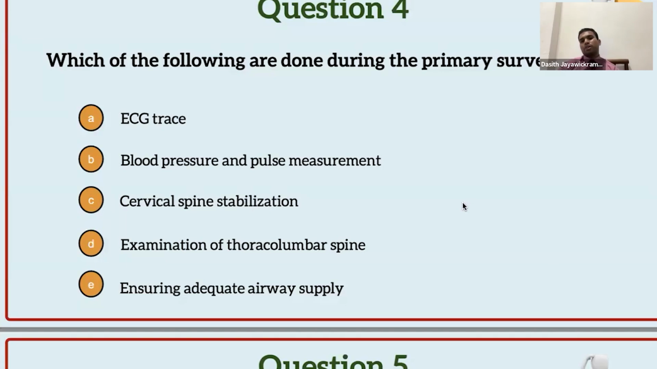In disability and neurological examination, we roll the patient and we palpate the cervical, thoracic, lumbar, and sacral spines to check whether there's tenderness, stepping, or palpable fractures. And then we check the anal tone. So examination of the thoracolumbar spine is a part of the primary survey. It is not a part of the secondary survey. Okay. How did you understand?